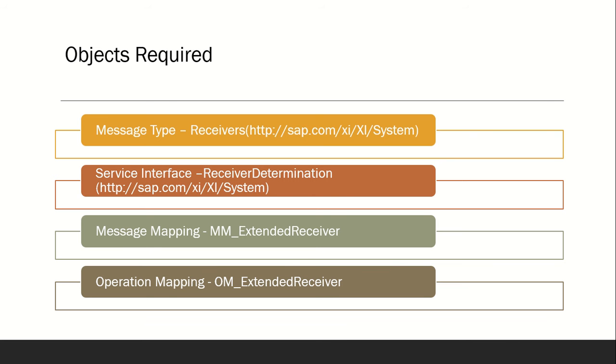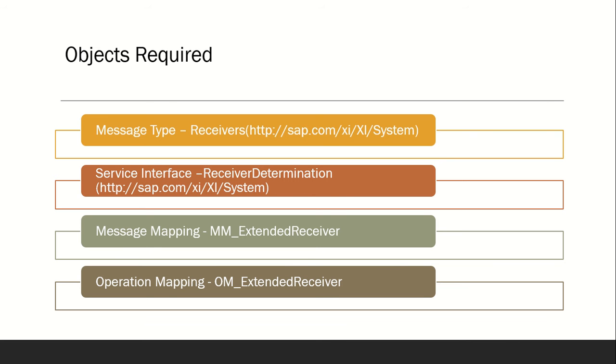Under that software component version, under the namespace http://sap.com/xi/system, you'll find the message type Receivers. The second is the service interface, ReceiverDetermination. So the service interface name itself is ReceiverDetermination. You'll find this service interface in the exact same location as the message type. The last two objects are message mapping and operation mapping. In message mapping, here is the part where you write the actual logic, and instead of message mapping you can also use Java mapping if you wish to.